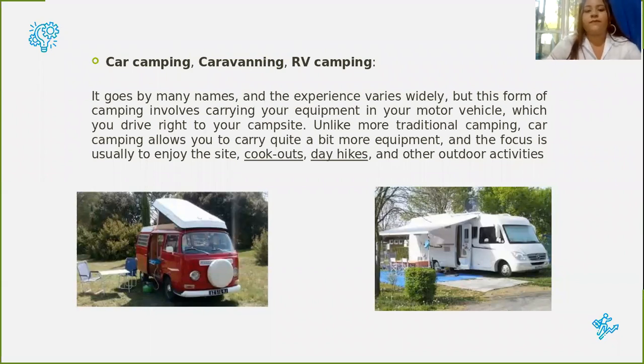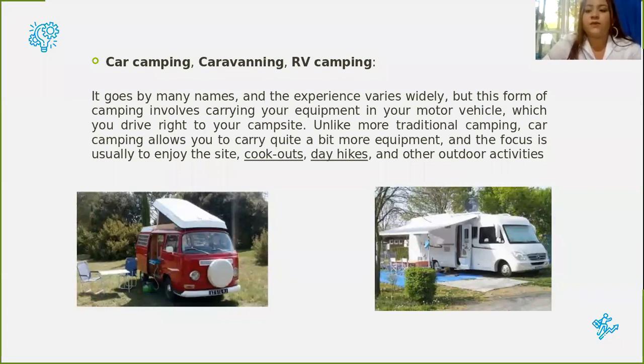Car camping, caravanning, and RV camping. It goes by many names and the experience varies daily, but this form of camping involves carrying your equipment in your motor vehicle where you drive right to your campsite. Unlike more traditional camping, car camping allows you to carry a bit more equipment, and the focus is usually to enjoy the sights, the woods, the hikes, and other outdoor activities.